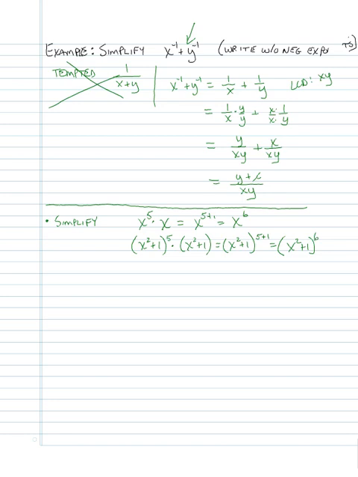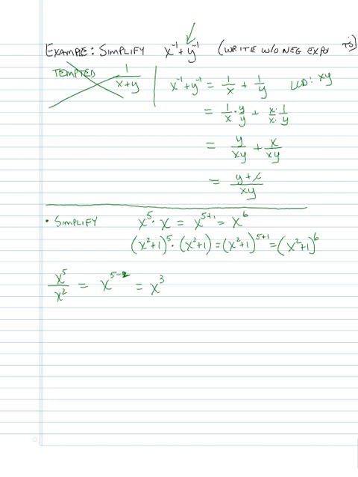Now, we also know how to deal with things that look like x to the 5th power over x to the 2nd power. In that scenario, we take x and create a new power on it that's the top power minus the bottom power. In this case, that's x cubed.